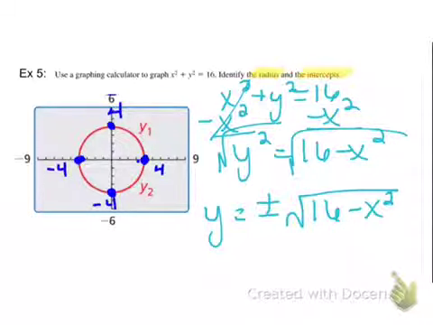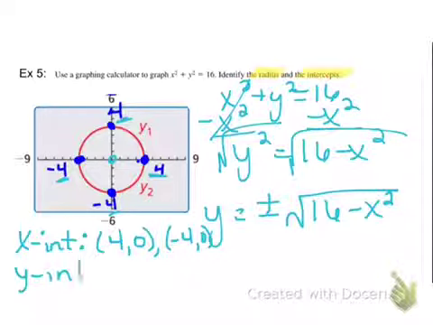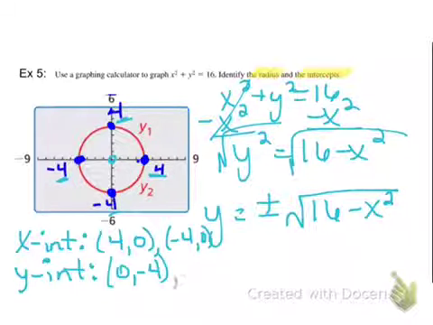So I've got the intercepts labeled here. If I'm starting from the origin, then it goes out to 4, 4, negative 4, and negative 4. So my x-intercepts, and I would like for you to specify, my x-intercepts are 4, 0, and negative 4, 0. My y-intercepts are 0, negative 4, and 0, positive 4.